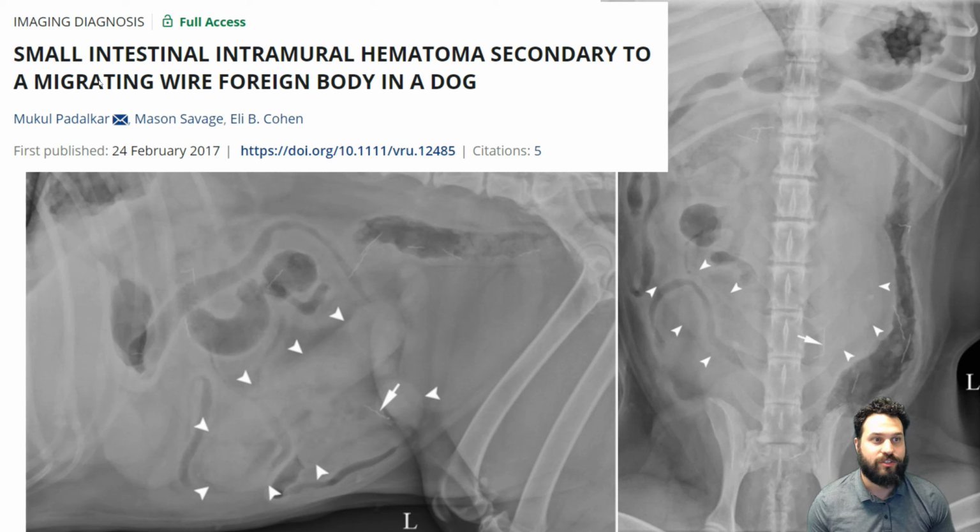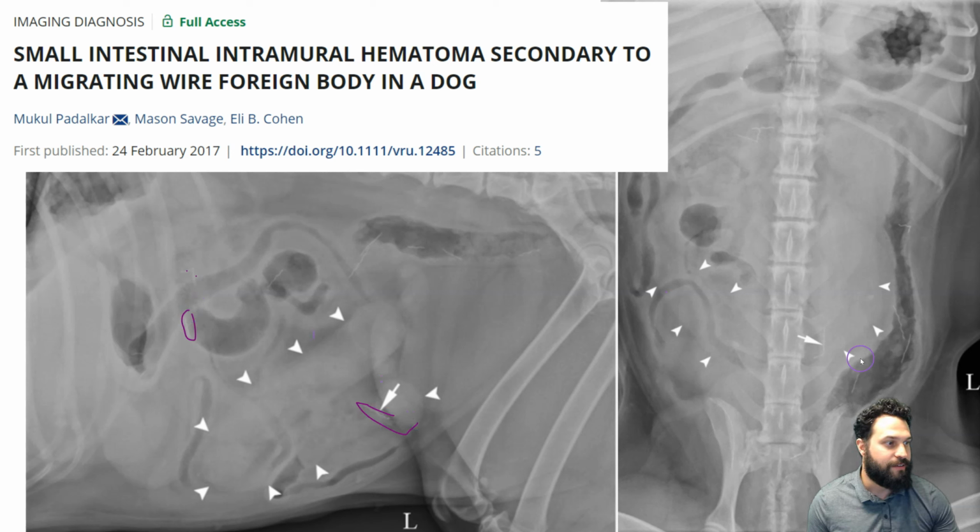There's the small intestinal intramural hematoma secondary to a migrating wire foreign body in a dog. This is from a group out of NC State, and they looked at this patient that has a huge number of these, right? They're kind of like all over the abdomen here, these wire foreign bodies.